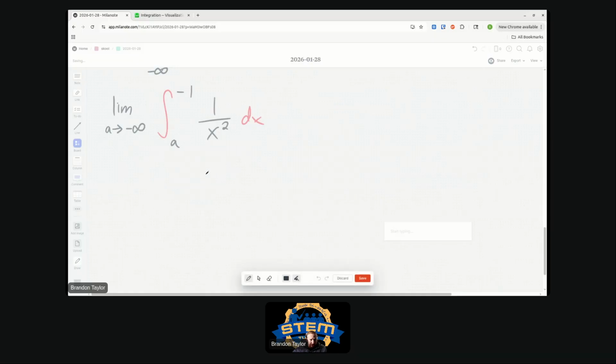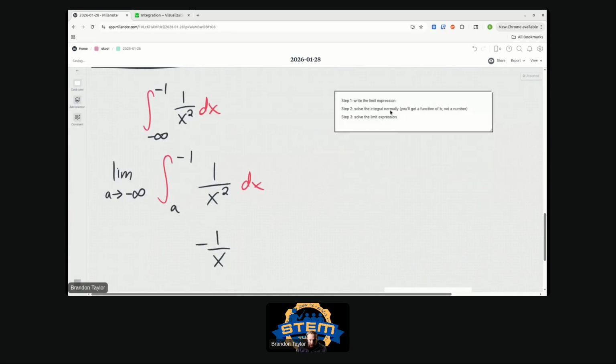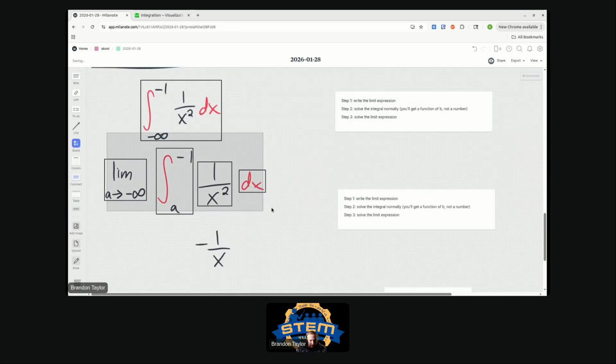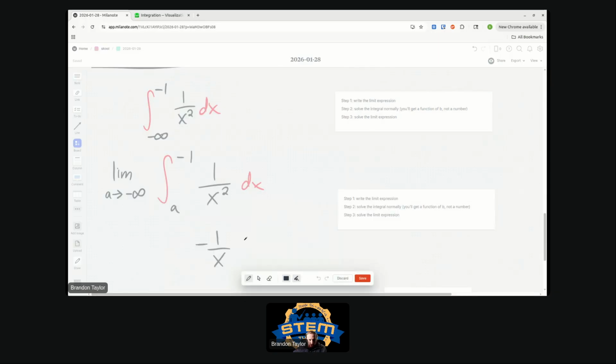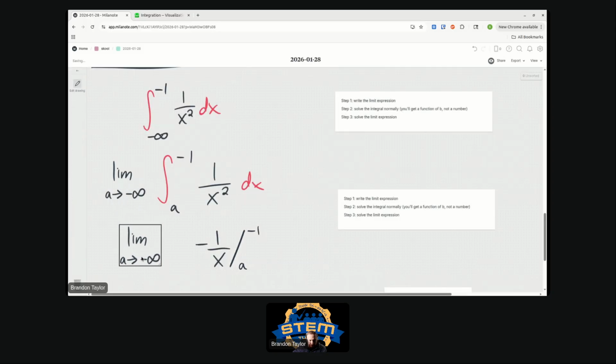Let's solve this. We already kind of know what the antiderivative of this is from the last one: negative 1 over x. Again, we're just doing the same 3 steps. Step 1, write it in this limit expression. Step 2, solve the antiderivative.